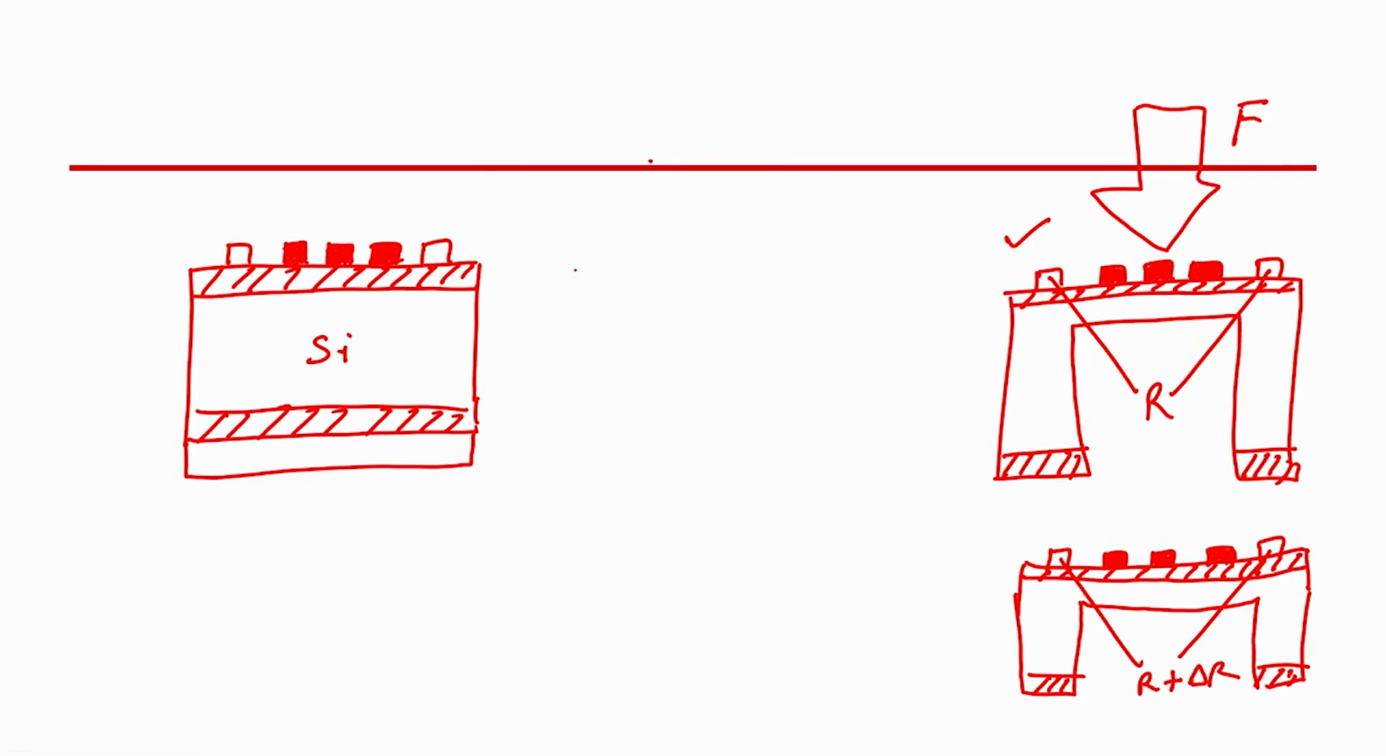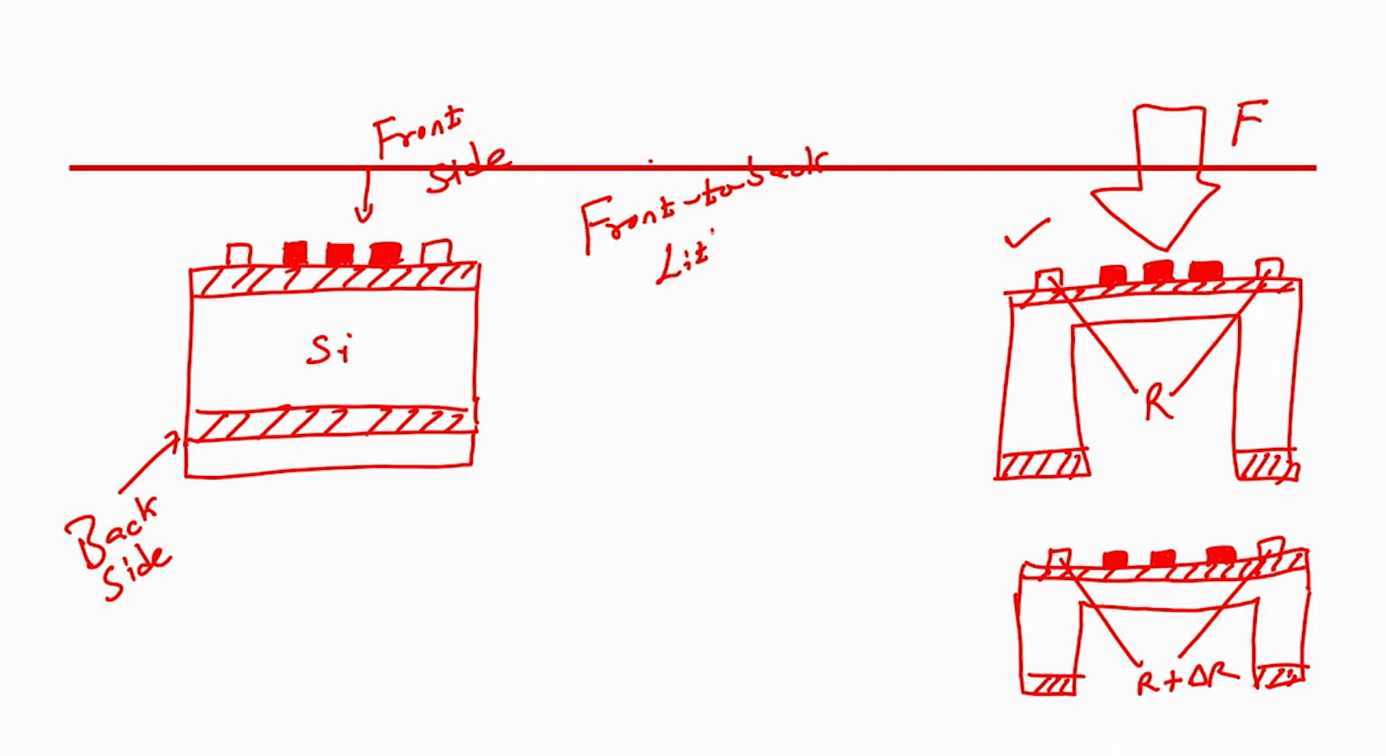So, I would do a front to back lithography. That means that you need to know where you want to etch on the back side. This is the front side of the wafer, this is the back side of the wafer. So, what you have to perform is front to back alignment and lithography. After you have spin coated the photoresist, let us draw the photoresist like this.